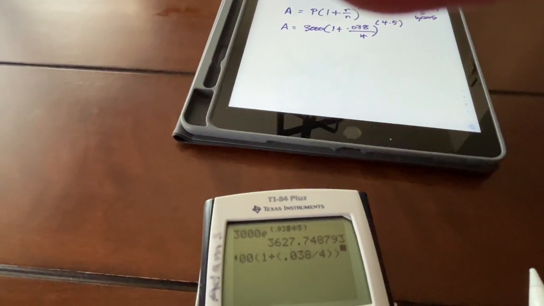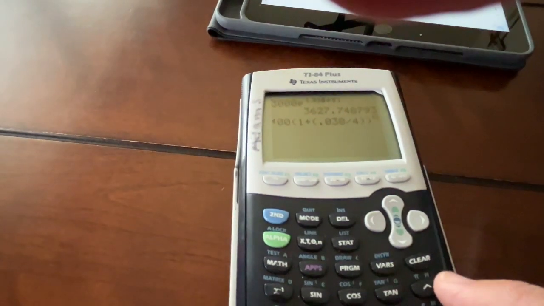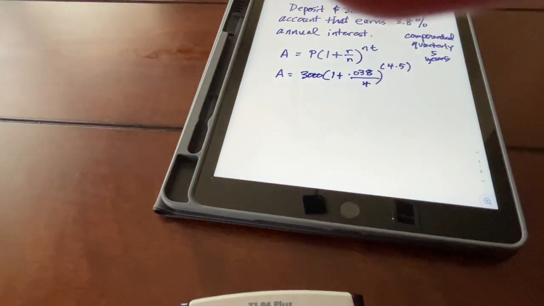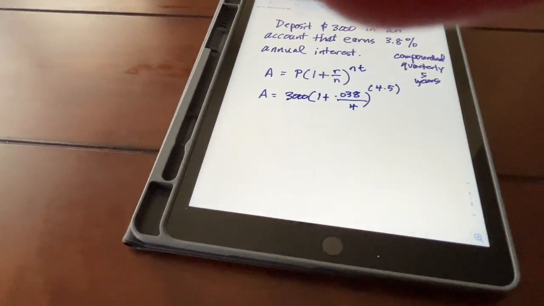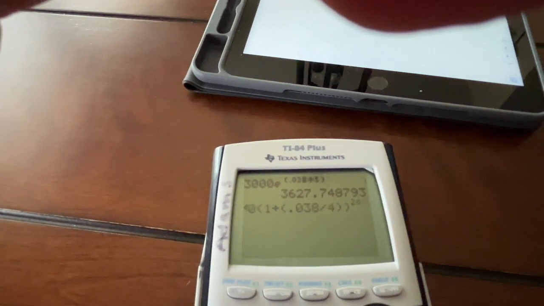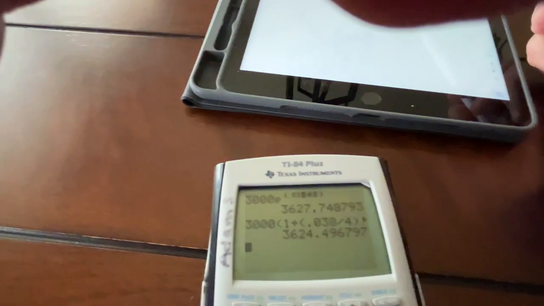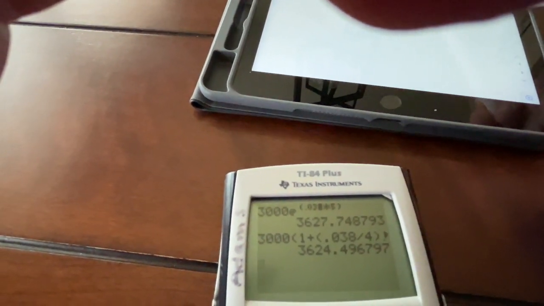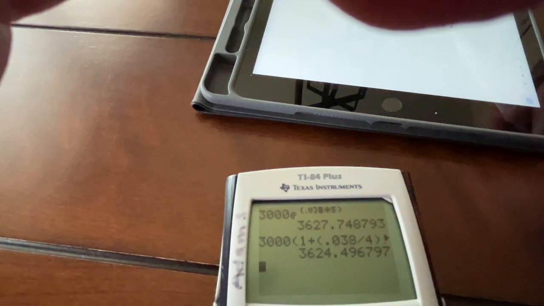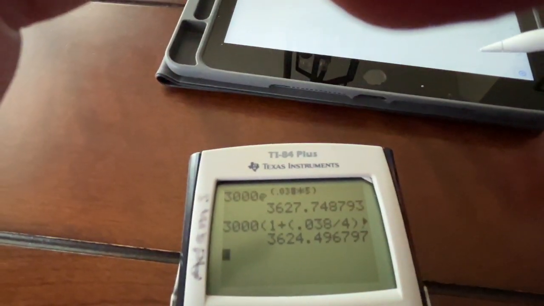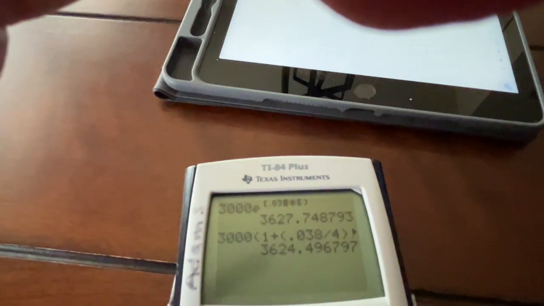And this is raised to this, so I'm using this caret button to raise it to the power. So raised to the 20th power, because 4 times 5 is 20. I'm going to type that in like that and hit enter. So notice that's $3,624 and what is that? 50 cents. Rounded, because if you have 0.496, because of that 6, you're going to round that 49 to 50 cents.